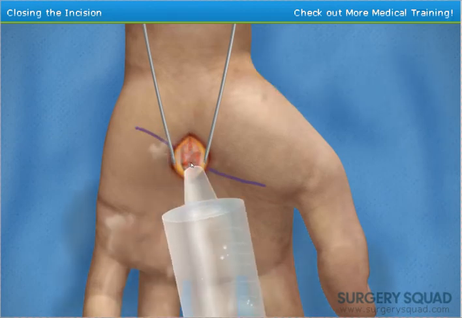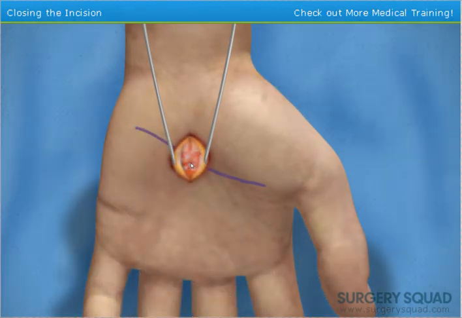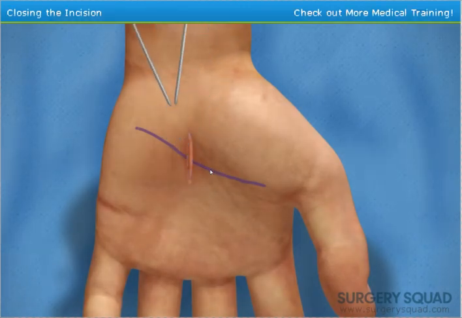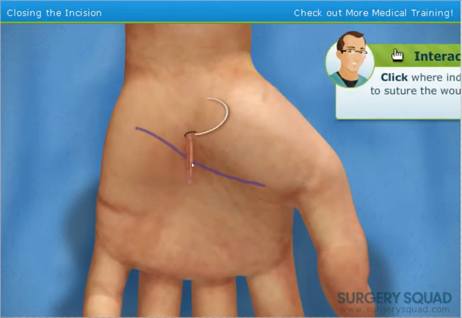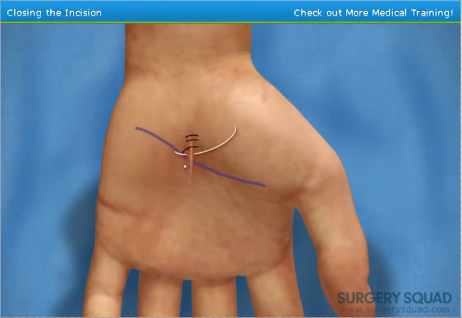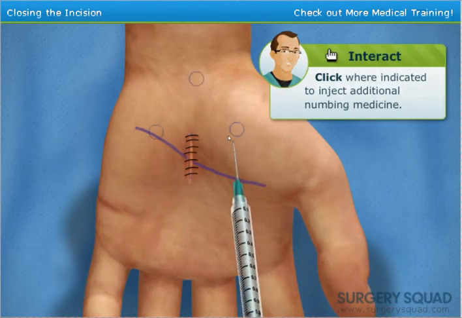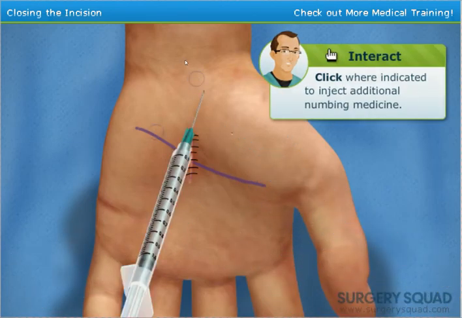When you're finished, I'll release the tourniquet, allowing blood to flow back into the hand. Great. Now you'll close the wound using non-absorbable sutures. With the wound closed, we'll inject additional numbing medicine around the operating site to help relieve some of the immediate pain the patient may feel after surgery.